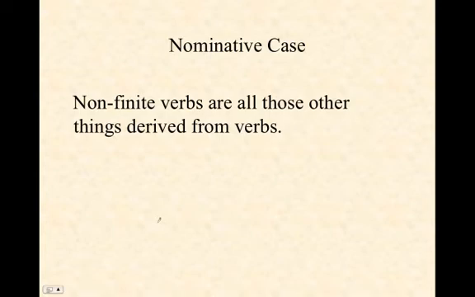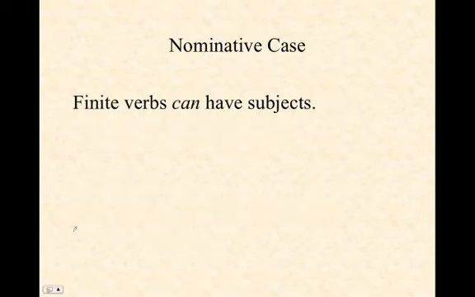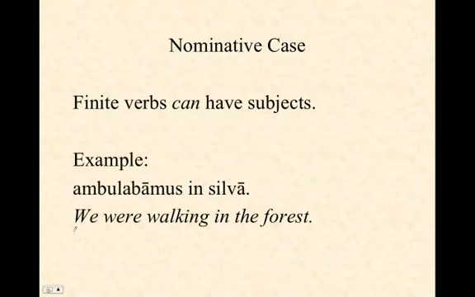Non-finite verbs are all those other things derived from verbs. Example, ambulare is the infinitive of the verb. It means to walk. It has tense, but it does not have a person. Now, finite verbs can have subjects, but they don't have to.